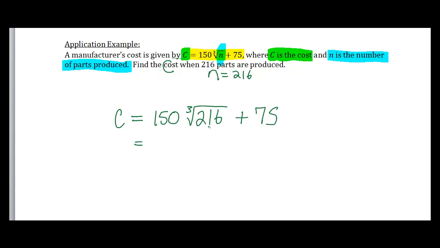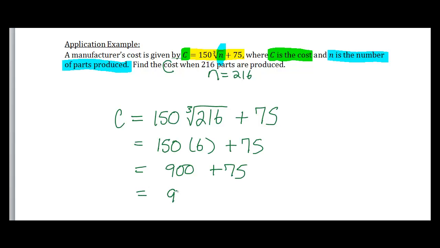And the rest is just simplifying. This is arithmetic. 150 times the cube root of 216, which is 6. And 150 times 6 is 900. And that way we get 975. Of course, cost is normally in dollars, so this is going to be $975. And this concludes our lesson on radical equations.